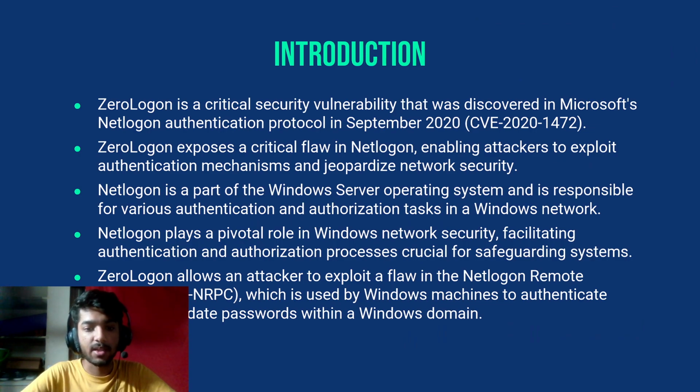ZeroLogon is a critical vulnerability in the Netlogon authentication process, a vital component of Windows environments. This flaw allows attackers to exploit authentication mechanisms, posing a significant risk to the security of network systems and the integrity of authentication protocols. It was discovered by Tom Tervoort, a Dutch researcher working for Secura, in September of 2020. The vulnerability was actually patched in August, but it wasn't until the researcher published his report in September that we started to see proofs of concept and other activity.